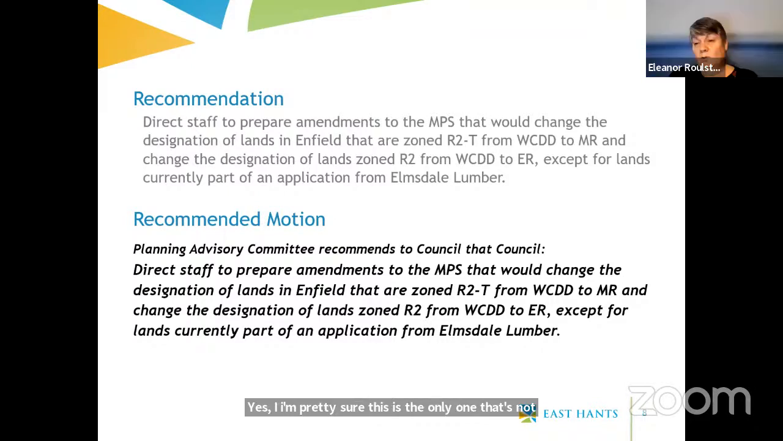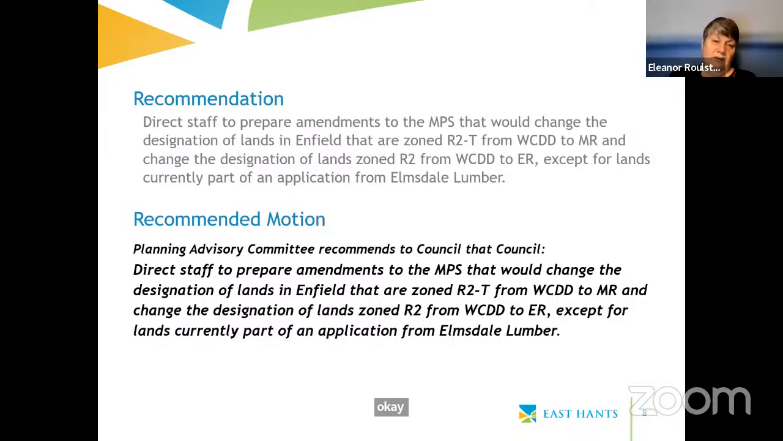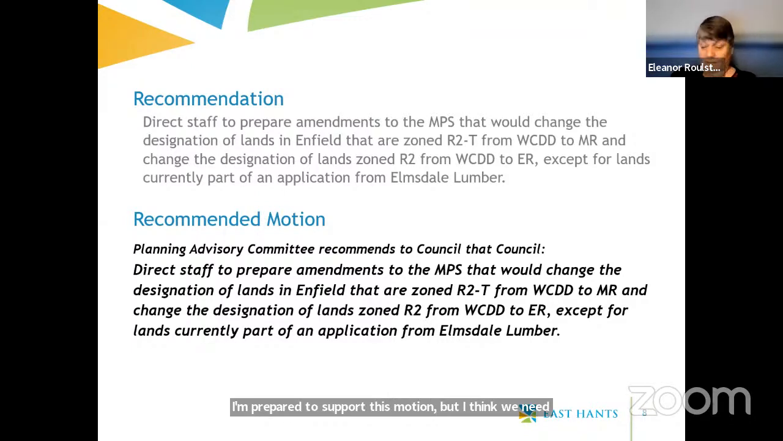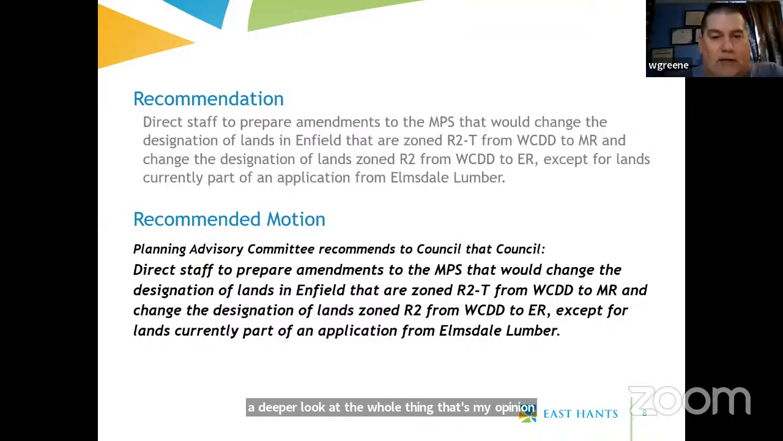Okay. I'm prepared to support this motion, but I think we need a deeper look at the whole thing. That's my opinion. Thank you. Councillor Garden Cole.